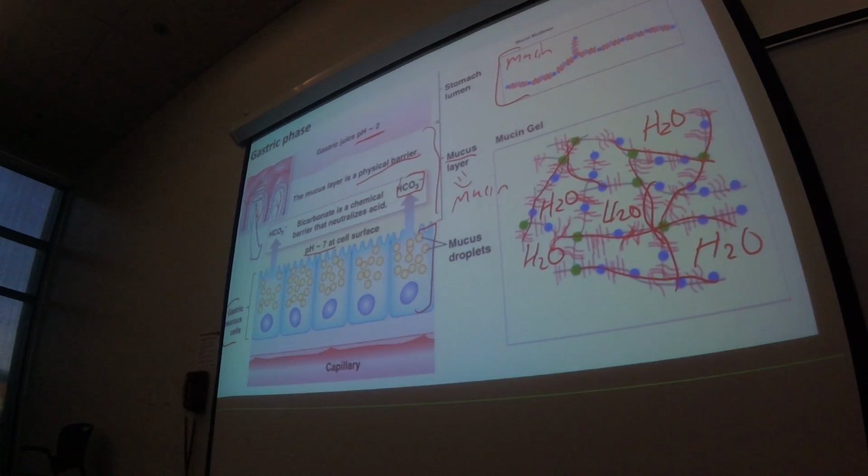Yeah, and so that's why we have a mucus layer in our stomach. We actually have a thin mucus layer all throughout as a form of protection, but we have a really thick one for the stomach to help with the acid buffering and the physical barrier too.